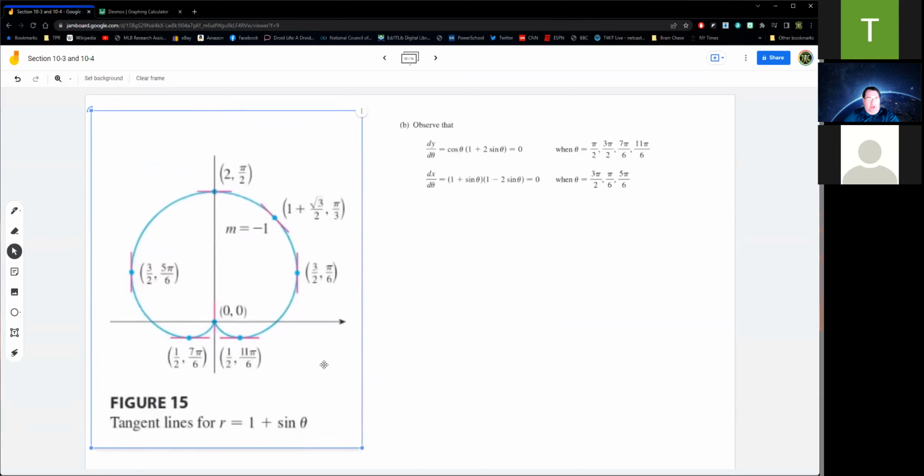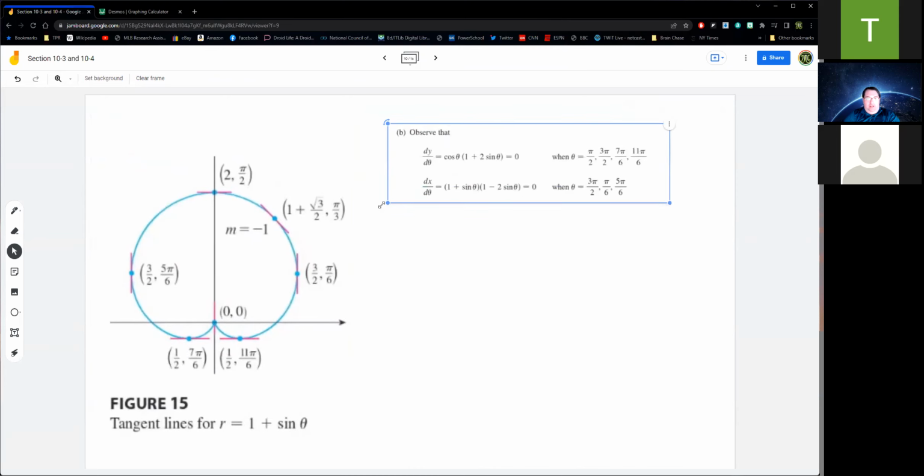All right, so here's my cardioid. And we can see here on that point right there, that line, that's my negative 1 slope. So it kind of makes sense.